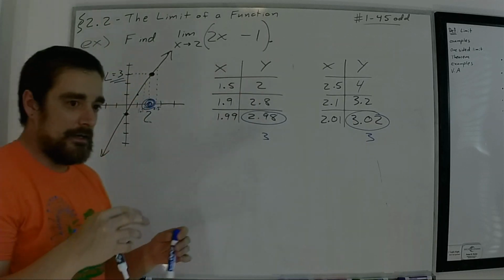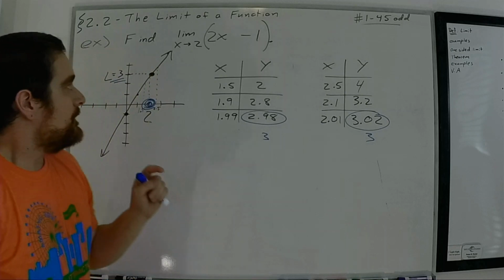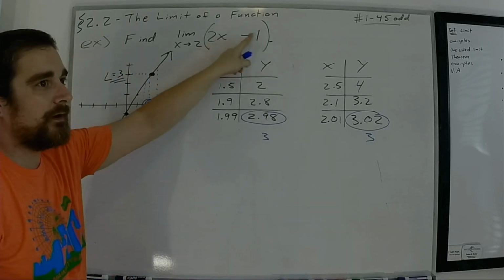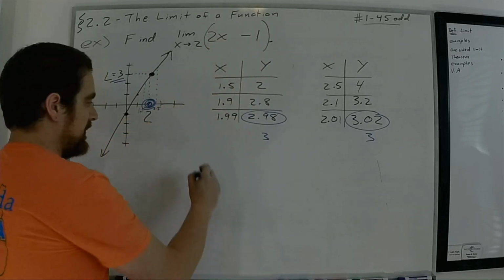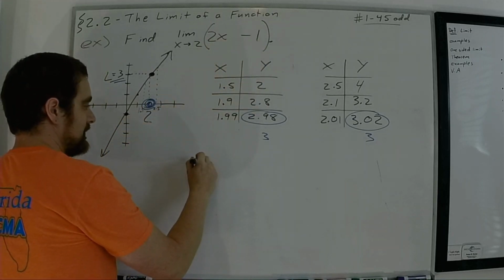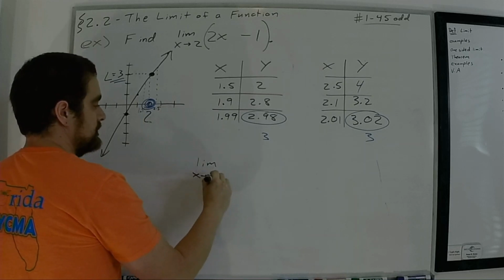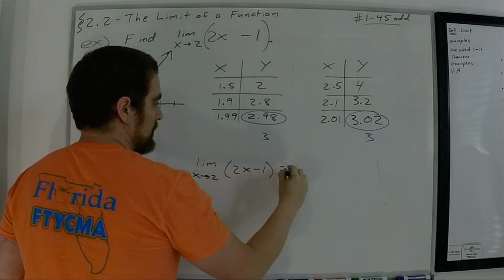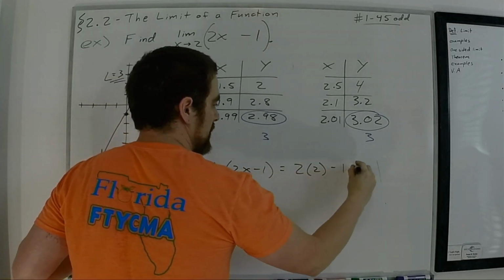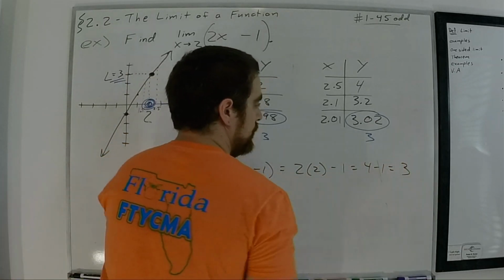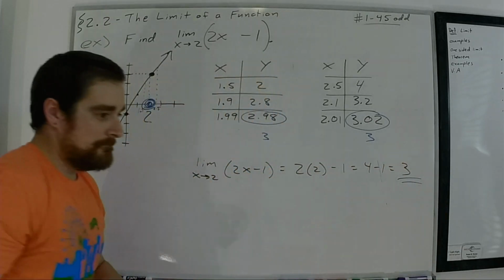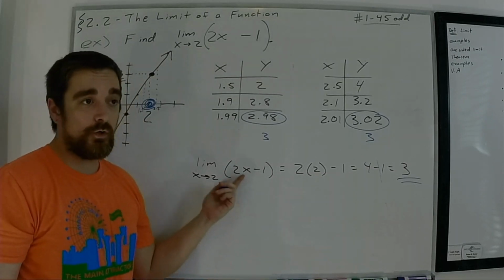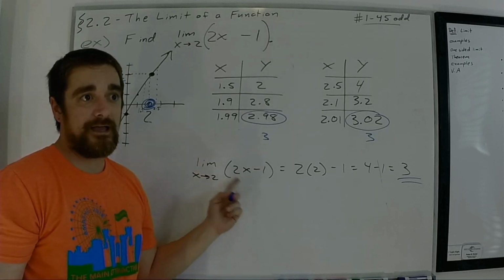So again, it's about approaching, right? But you'll notice that, hey, wait, can't I just plug in 2? 2 times 2 is 4, minus 1 is 3. Can't I just find the limit pretty easily by saying the limit as x goes to 2 of 2x minus 1 must be the same as 2 times 2 minus 1, which is 4 minus 1, which is 3? And I'm not going to tell you you're wrong. You're absolutely right. And in fact, stuff like this does work, but we don't have the tools for that yet.